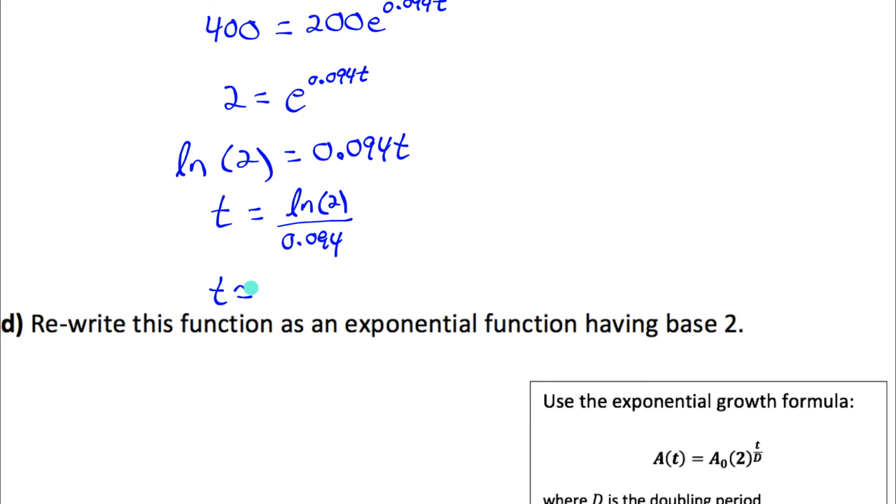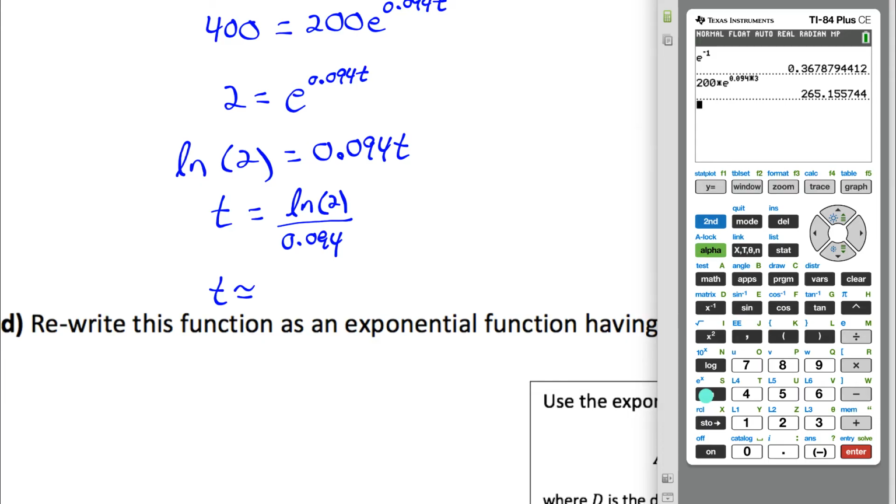T is about, let's do ln 2. So make sure you find the ln button on your calculator. It should be right around your log button. So ln 2 divided by 0.094. I get about 7.37.